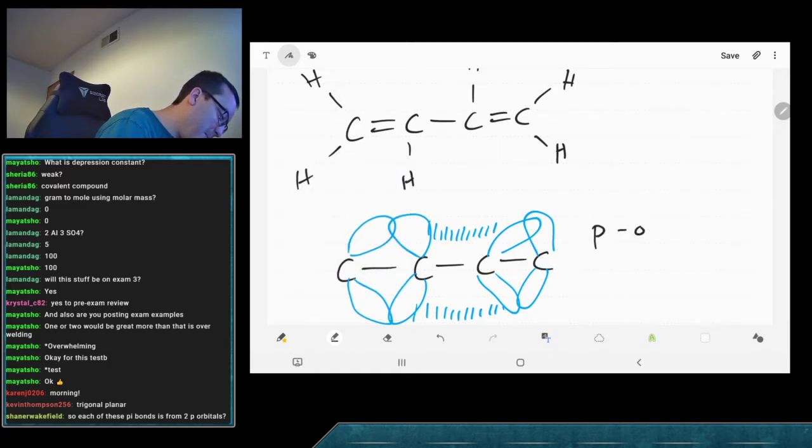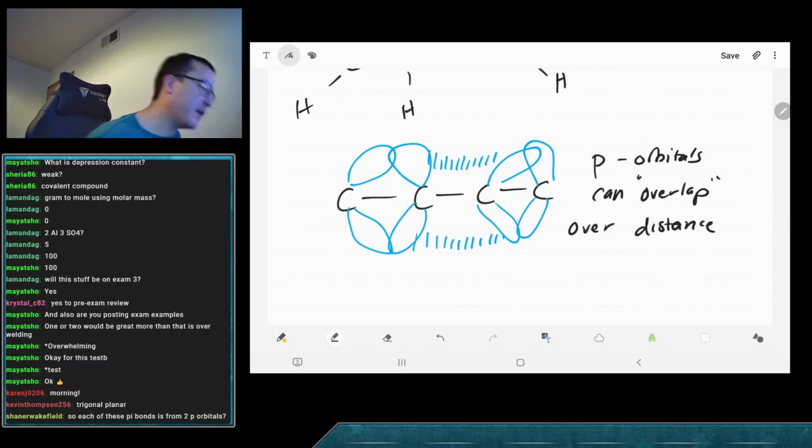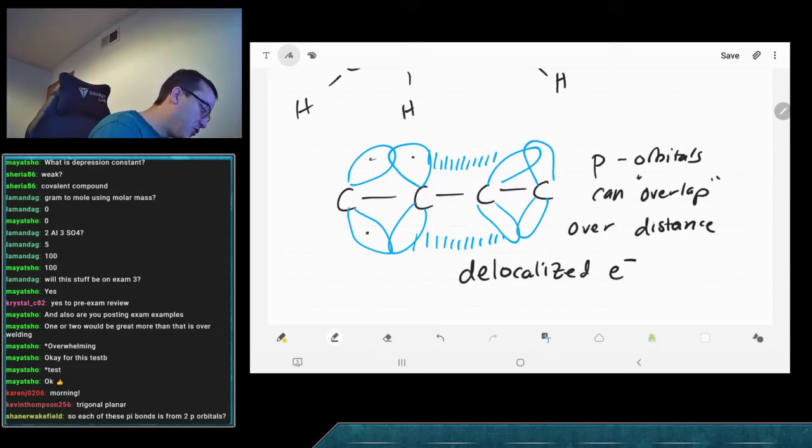And so this is basically going to say that p orbitals can overlap over distance. And I'm going to overlap with a fake thing. Don't worry, I know this sounds totally weird. All we need to know is that this would be what's called delocalized electrons. Because each of these orbitals would have one electron within them, right? Those 4 electrons can just zip around happily between them.